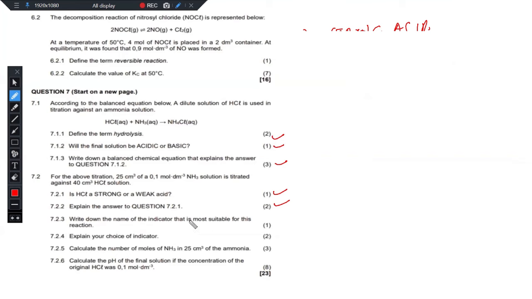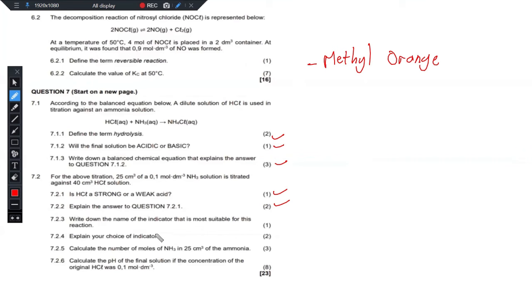Write down the name of the indicator that is mostly used for this reaction, right? Now, for a reaction whereby something is acidic, we know that we use what? Methyl orange. Also, this one is something that you can see from your notes. If you can just study your notes from grade 11 acids and bases, then you should know that question. Or ask a grade 11 learner, they will tell you.